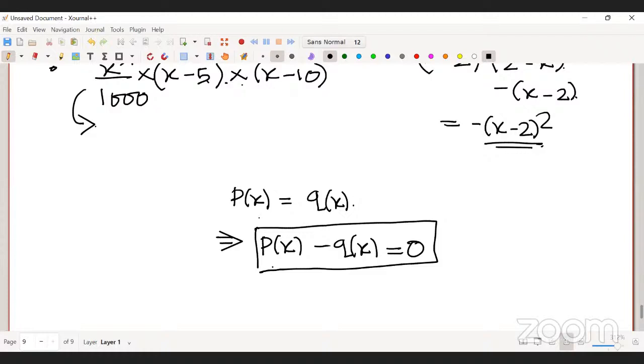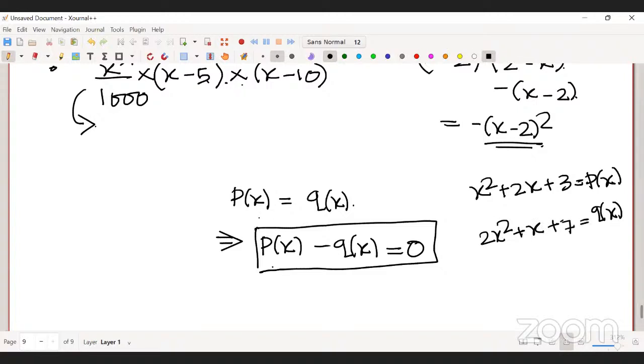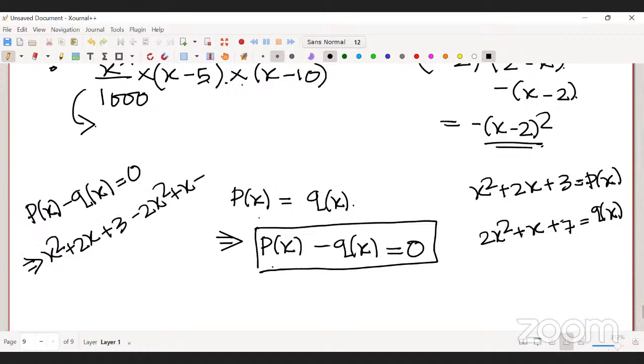Okay, sir. Yeah, so for example, suppose you have x square plus 2x plus 3. This is one polynomial. And you have another polynomial 2x square plus x plus 7, and you want to know at what points these polynomials will intersect. So precisely you need to solve p of x minus q of x equal to 0. So that is basically x square plus 2x plus 3 minus (2x square plus x plus 7) equal to 0.